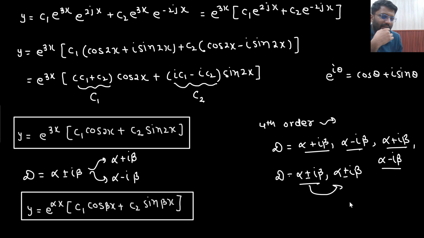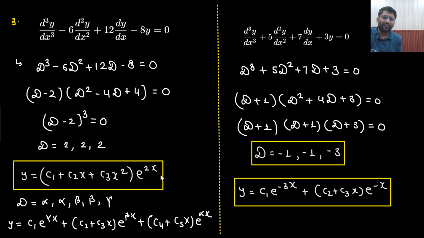This is repeated. So what will be the answer? Can you let me know? The answer will be y equals e to the power alpha x. Now, sir, the constants will change. Everywhere, what is changing when it is repeated? Sir, e to the power 2x, that stays aside.